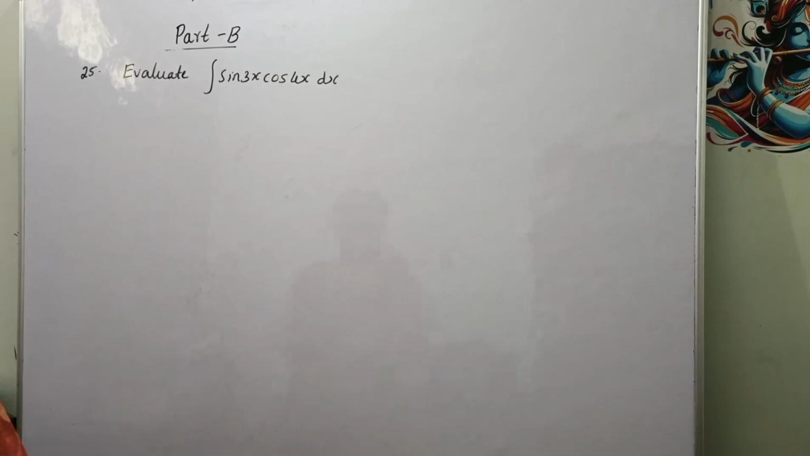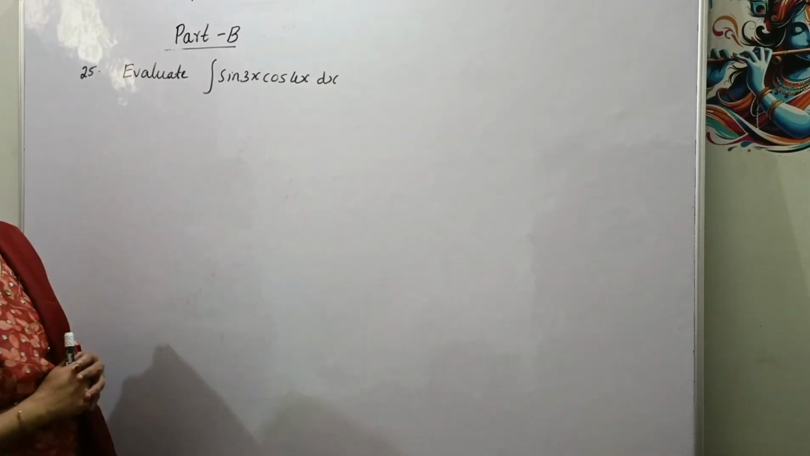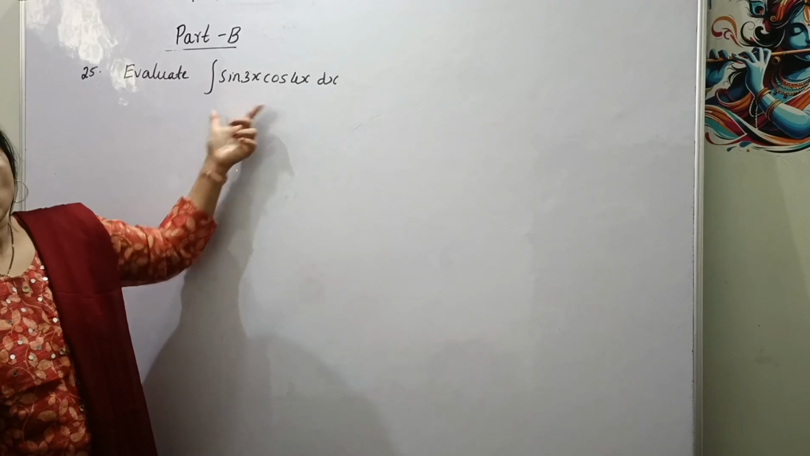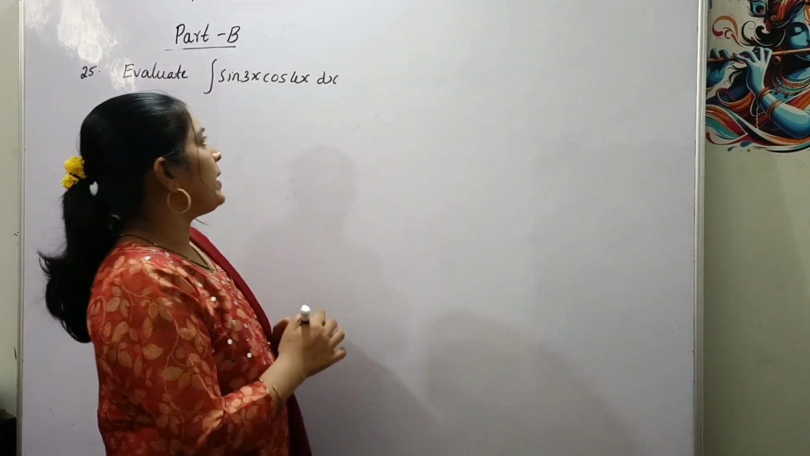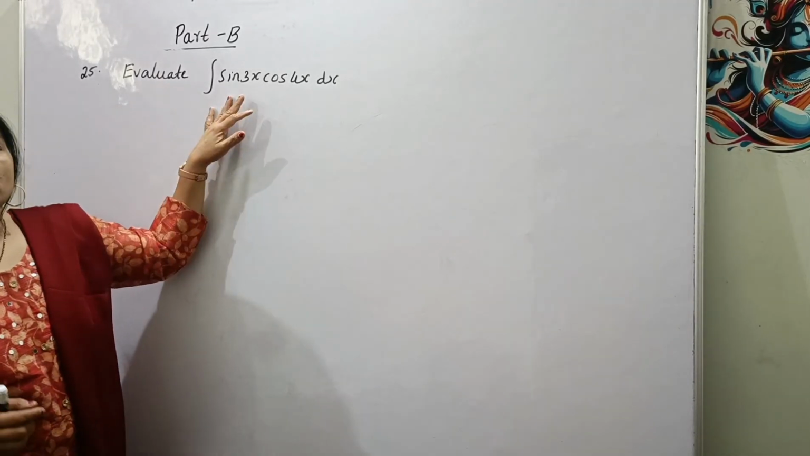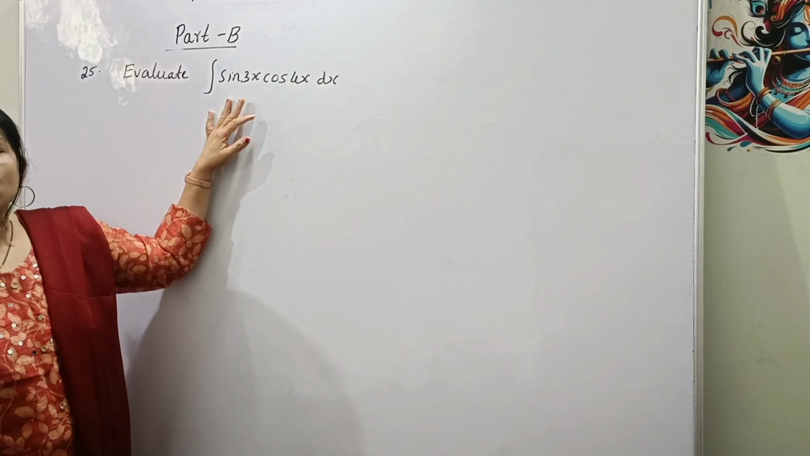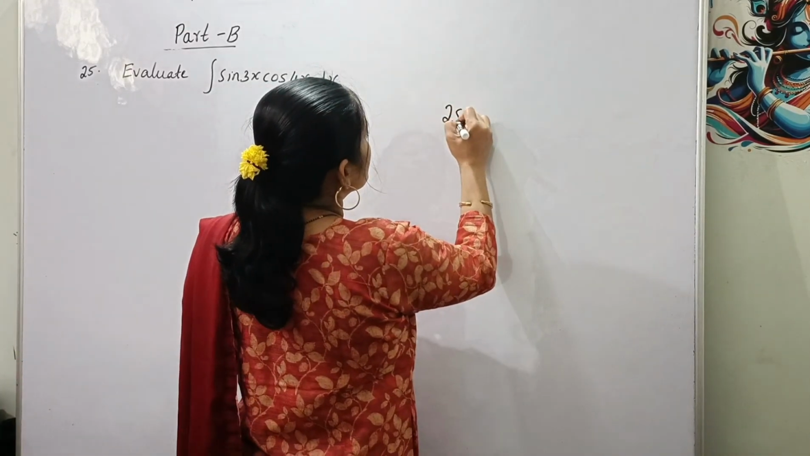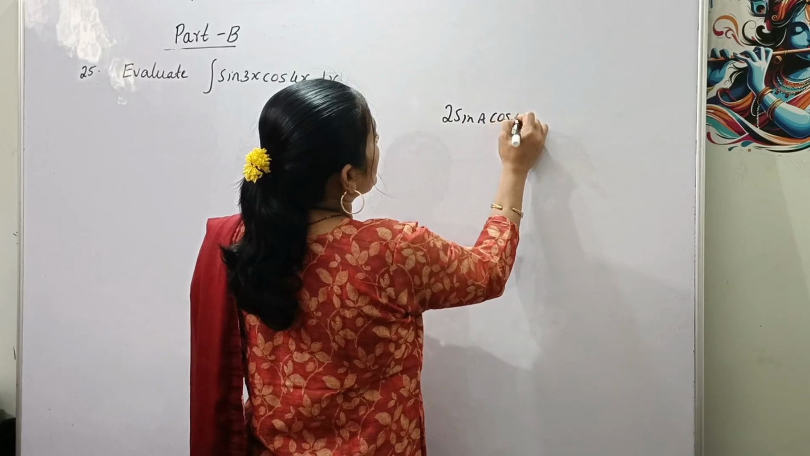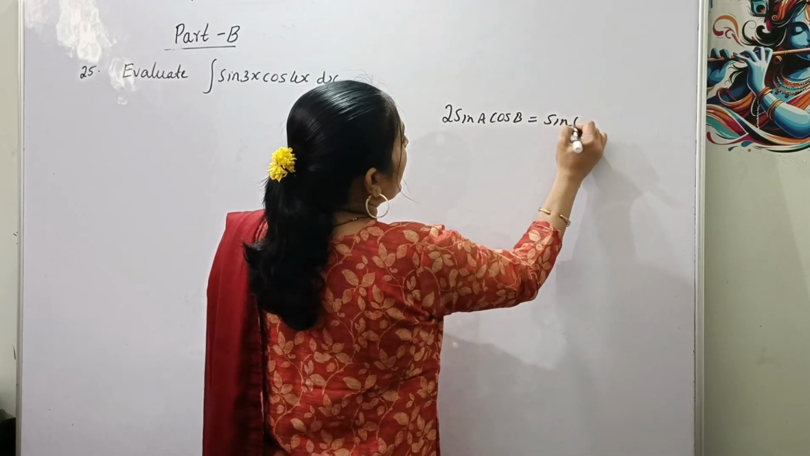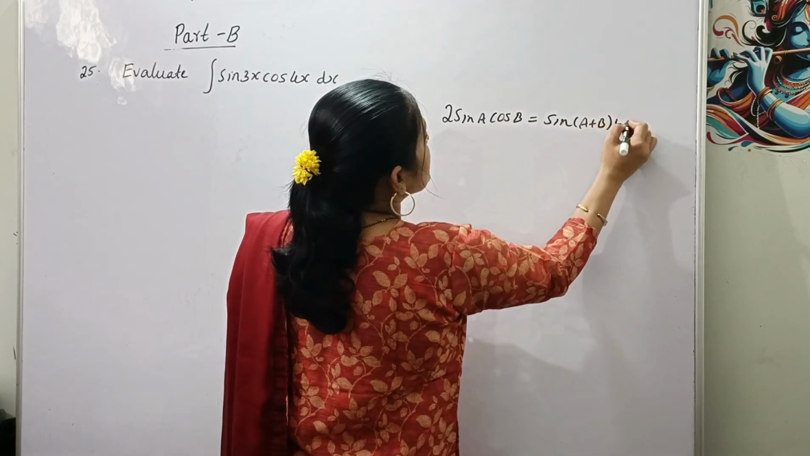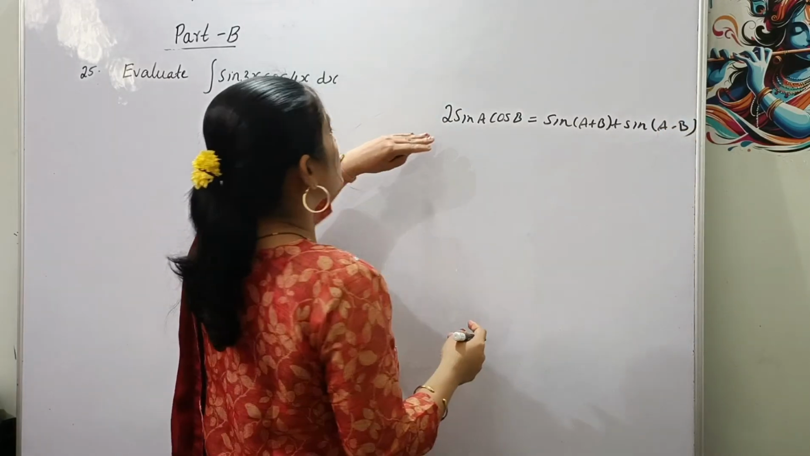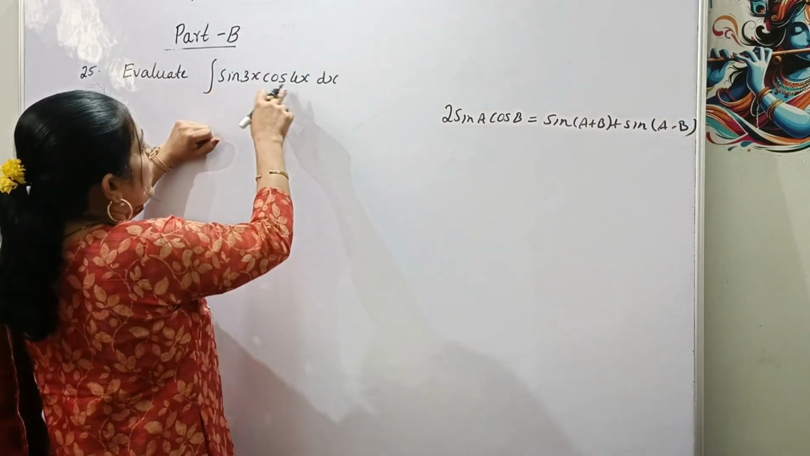Evaluate the integral of sin 3x cos 4x dx. The integrand is of the form sin A cos B, right? To integrate such functions we have to apply trigonometric identities. Say we have the identity 2 sin A cos B is equal to sin(A plus B) plus sin(A minus B), right? Okay, so here it is of the form sin A cos B.